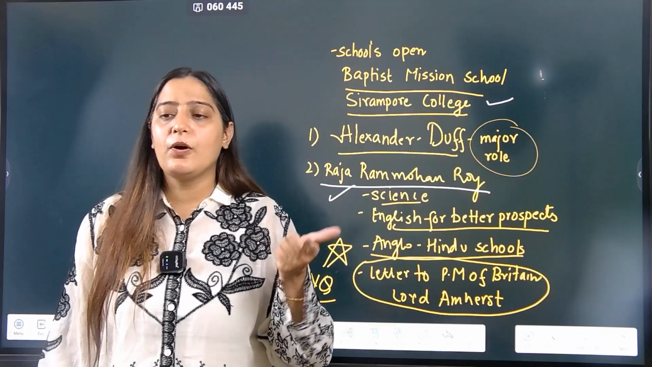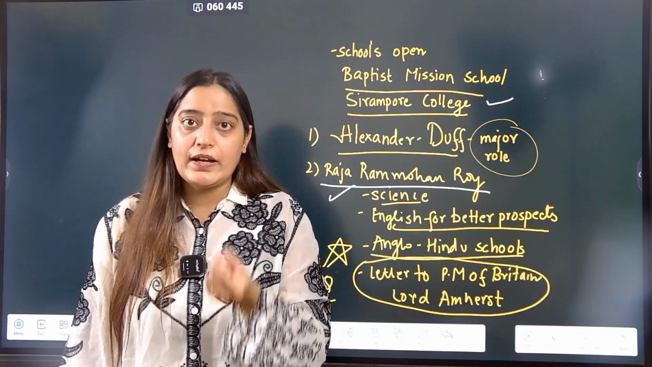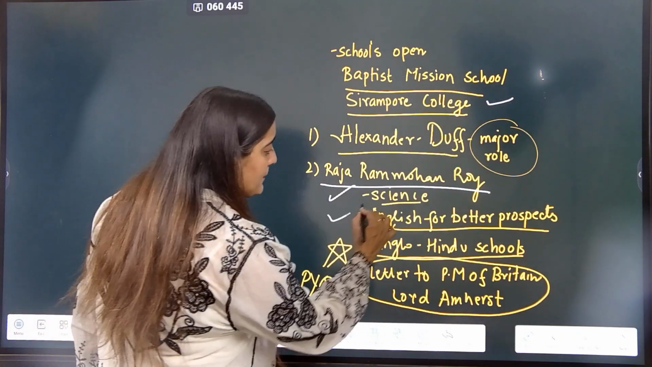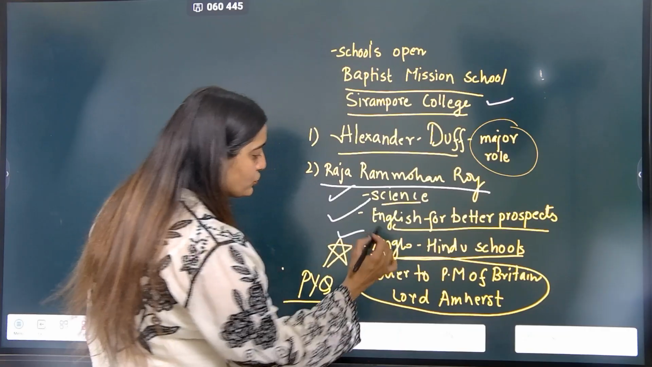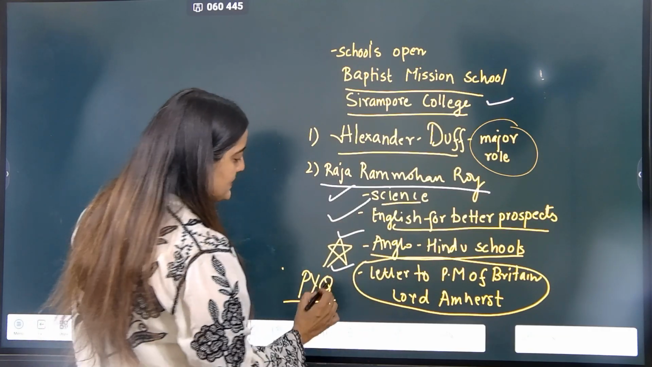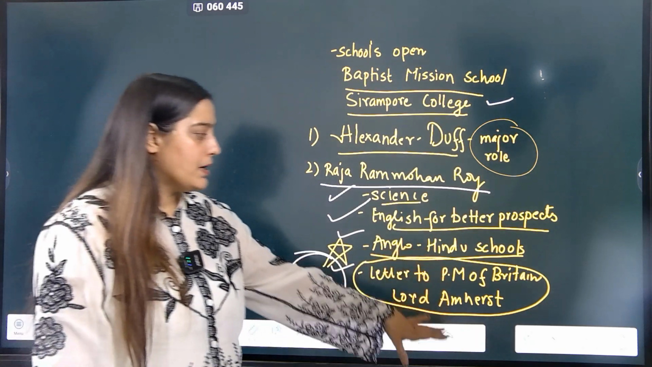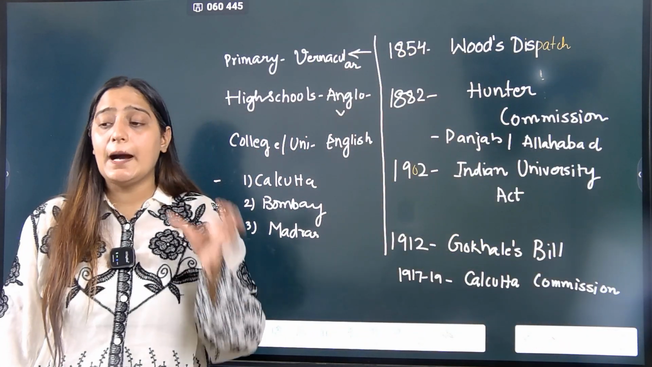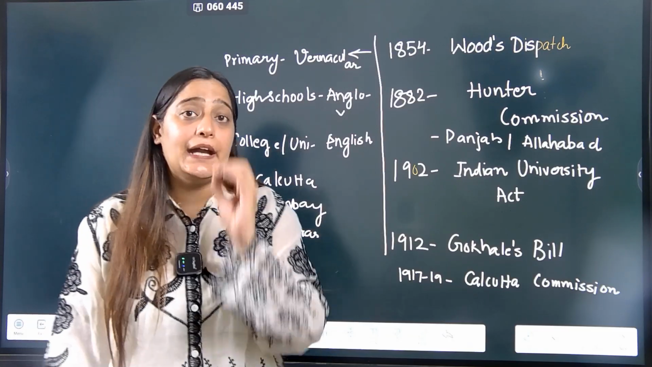Gandhi and Raja Ram Mohan Roy favored the fact that English in India can play a decisive role in giving us an international front. So, English for better prospects, he favored the opening of the Anglo-Hindu schools. He himself wrote a letter, it's a PYQ, to the PM of Britain, Lord Hemos, talking about the situation of Indian education and the favorable circumstances of English being taught in Indian schools.